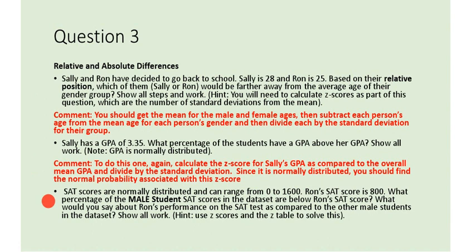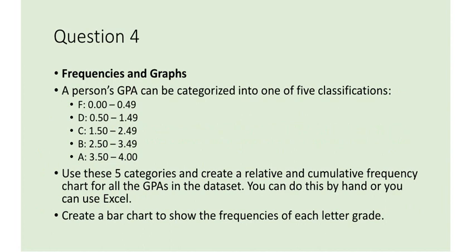Also, you're going to talk about SAT scores, and they're normally distributed from 0 to 1600. And Ron's SAT score, what percentage of male students' SAT scores are below Ron's SAT? Again, use your normal distribution, use the z-score that you get right here, and find your probability from the table or using Excel to get this value. If you need help, recall what we did to find our M&Ms, right? This is kind of like our M&Ms, only this time we're using GPAs and SAT scores instead.